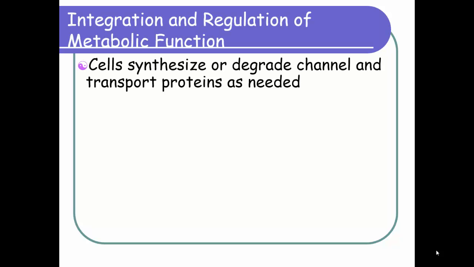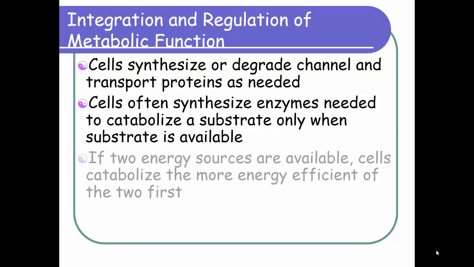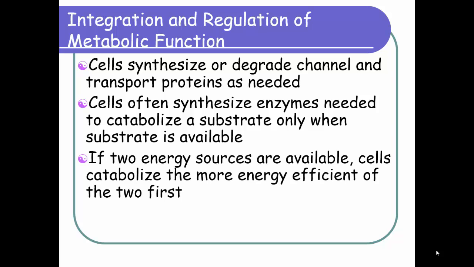How do we integrate and regulate metabolic functions? Cells can synthesize or degrade, channel, and transport proteins as needed. Cells often synthesize enzymes needed to catabolize a substrate only when the substrate is available. We don't need the enzyme. Why make it? If two energy sources that we can use are available, cells catabolize the more energy efficient of the two first. If you have both carbohydrates and lipids in a cell, you'll use the carbohydrates first because they give you the biggest amount of ATP.